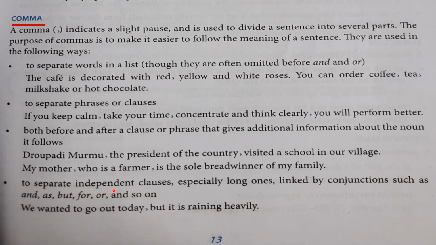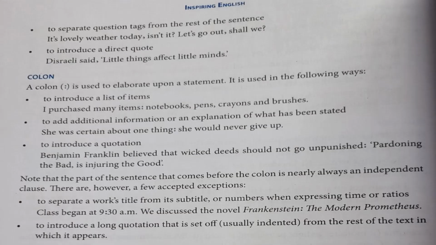Next, to separate independent clauses, especially long ones, linked by conjunctions such as and, as, but, for, or, so on. Recently, they say after and we need not use a comma, students. That is the latest update. So after and, don't use the comma. We wanted to go out today, but it is raining heavily. Okay. So these are some of the uses of commas, and some more are there.